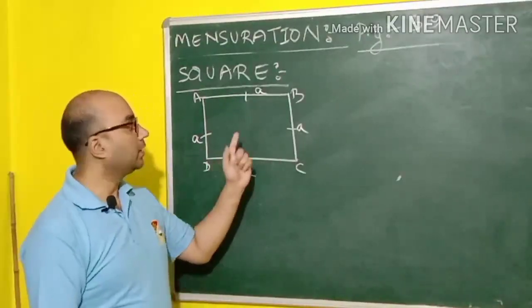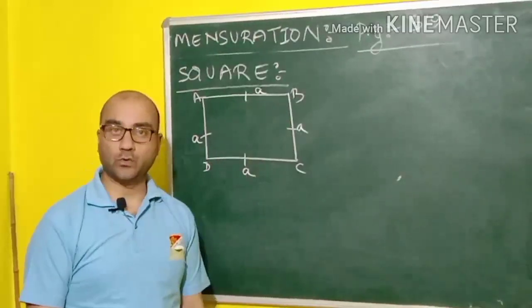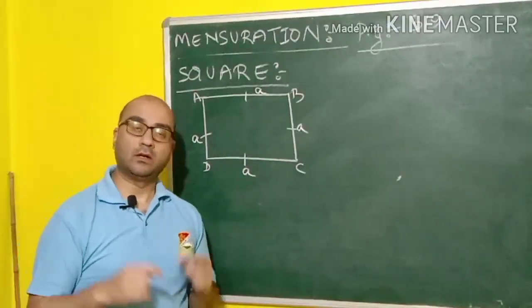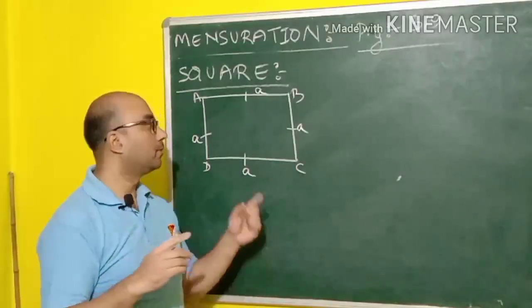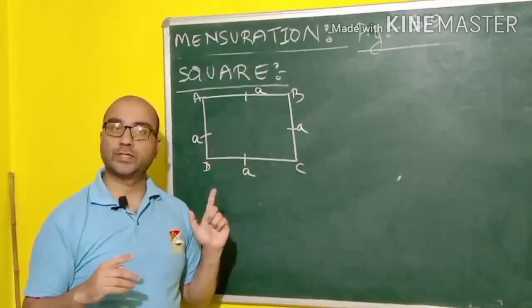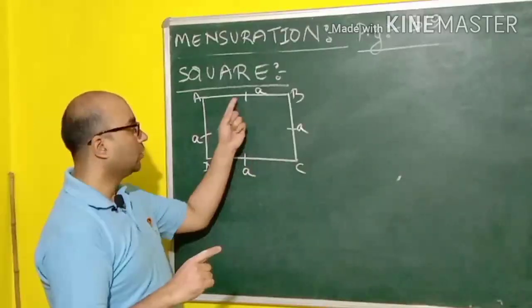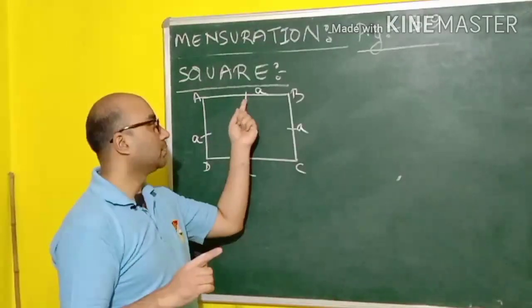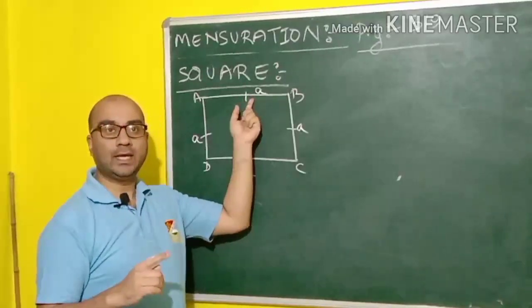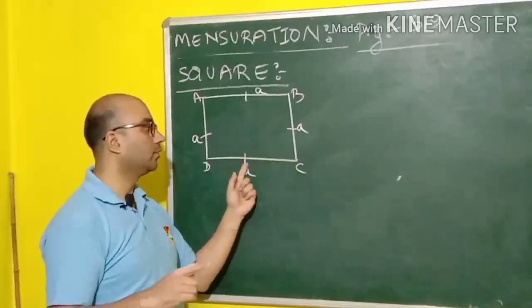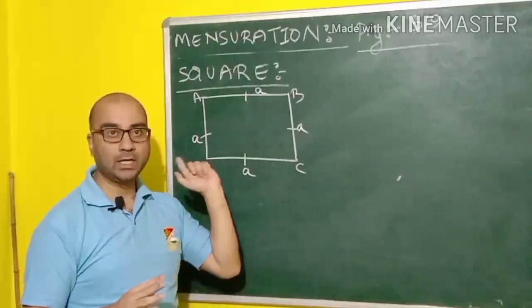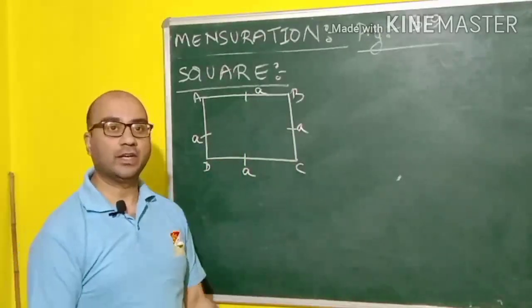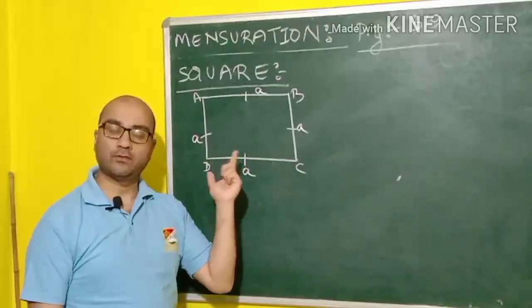But in a square all the 4 sides are equal to each other. In a rectangle also you have 4 sides, but in a rectangle the opposite sides are equal to each other, but in a square all the 4 sides are equal to each other. Usually the side of a square is denoted by a, and since all the 4 sides are equal to each other, all the sides will be a. Now our primary target is to find the area of this square and to find the perimeter.